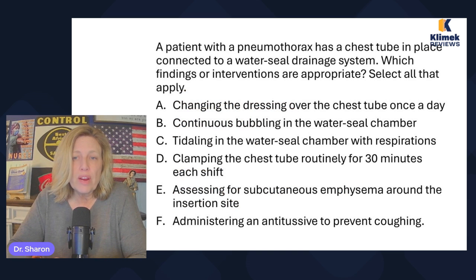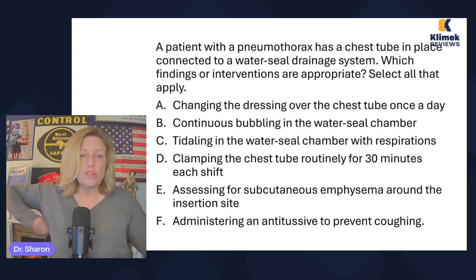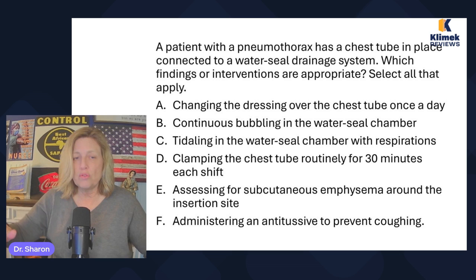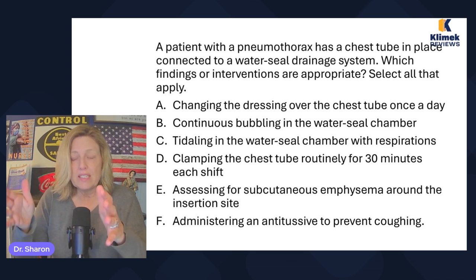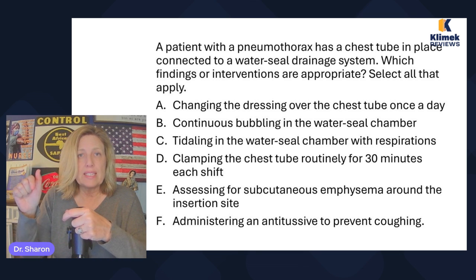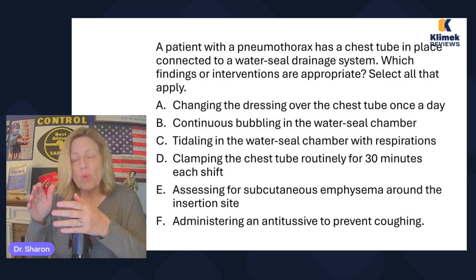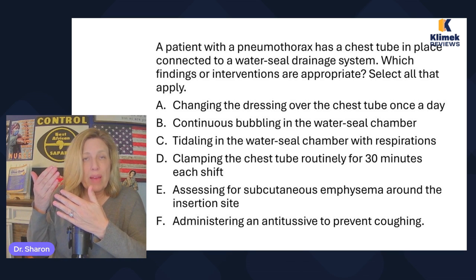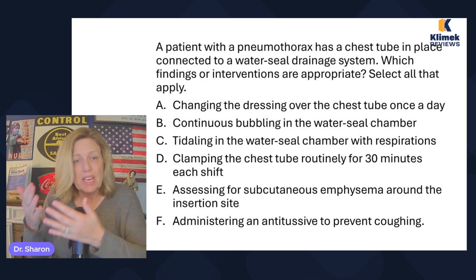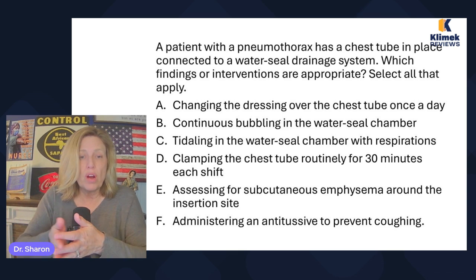A patient with a pneumothorax, which is a deflated lung, air in the pleural space, has a chest tube in place connected to a water seal drainage system. Which findings or interventions are appropriate? So a water seal means there is an occlusive dressing over the chest tube. It goes down into a chest tube device that has a small amount of water in it, and it seals the chest tube. So the water seal prevents air from getting back into the pleural space, but it still allows the air to exit. So that's why we use a water seal.